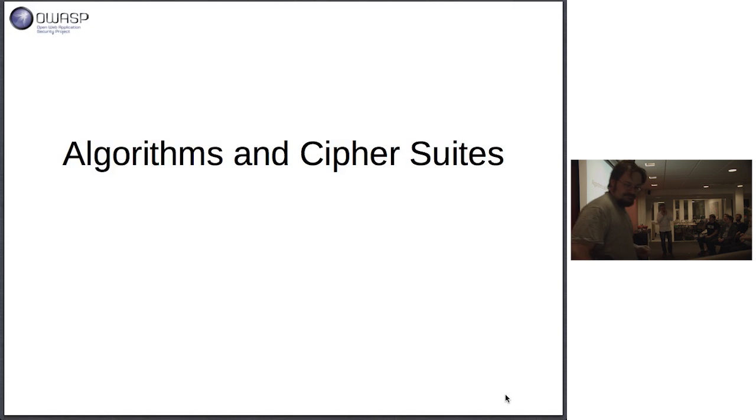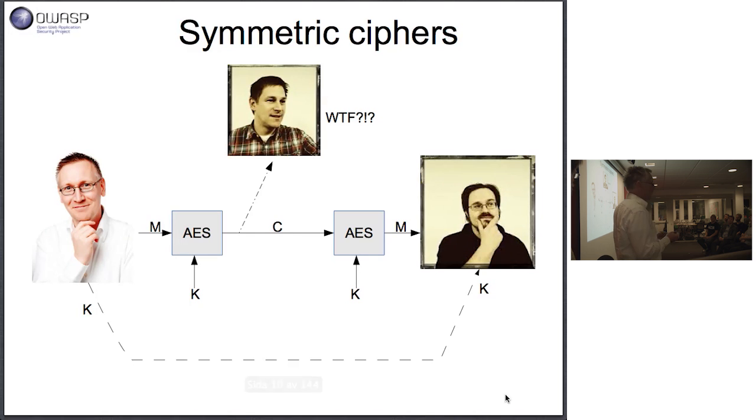Okay. A question here: how many of you feel that you're comfortable with terms like symmetric ciphers, asymmetric ciphers and hash functions? So we can probably skip that. Otherwise, because as Peter talked about, SSL and TLS use so-called cipher suites, which are combinations of different algorithms that provide security.